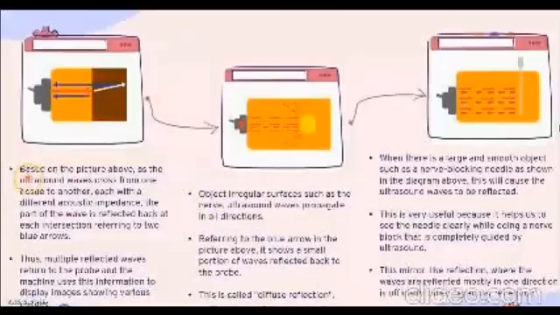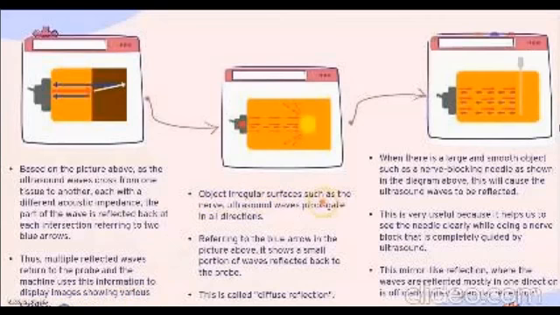show the picture. Based on the picture above, as the ultrasound wave crosses from one tissue to another, each with a different acoustic impedance, part of the wave is reflected at each interface, referring to the two blue arrows. Multiple reflected waves return to the probe, and the machine uses the information to display an image showing various tissues.